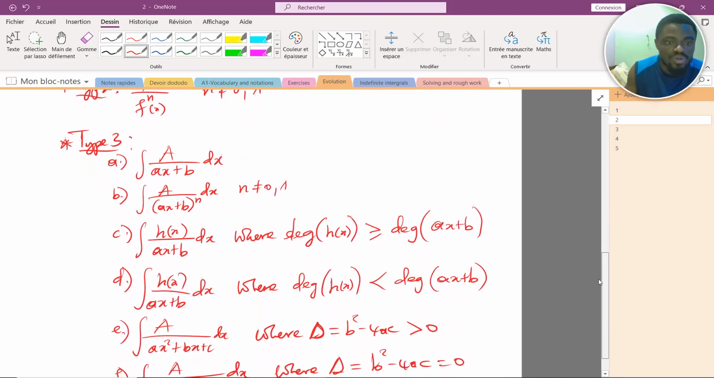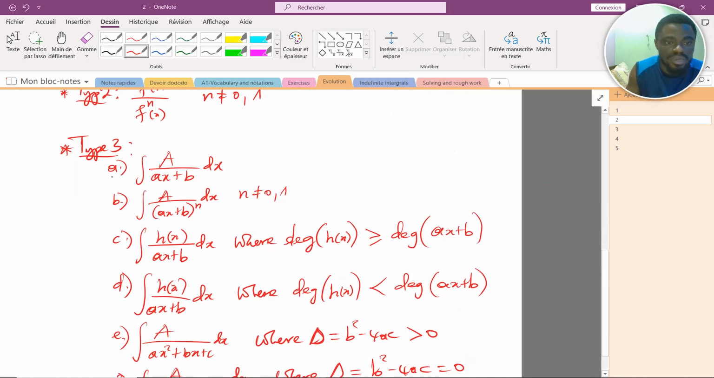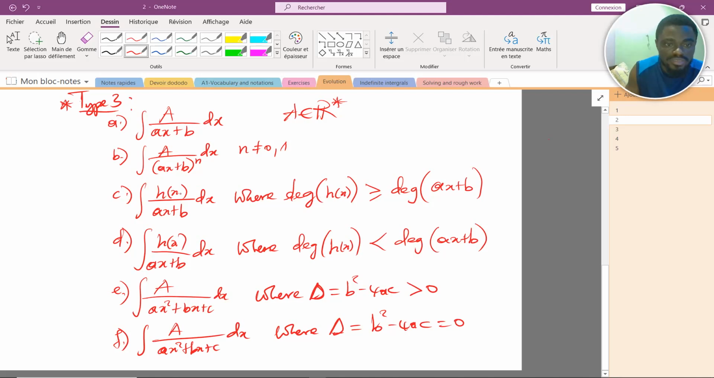The third type we're going to see is the third type. On the third type, there are many examples, subtypes, that we're going to see. We're going to see the type A over ax plus b, where take note that this big A is a real number different from 0. We're going to see the type A over ax plus b raised to the n, with n different from 0 and 1. We're going to see the type h of x over ax plus b dx, where the degree of h of x is greater than or equal to the degree of ax plus b.